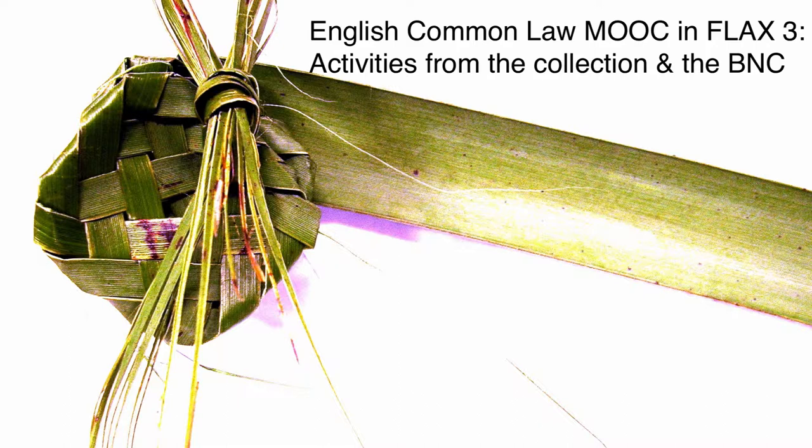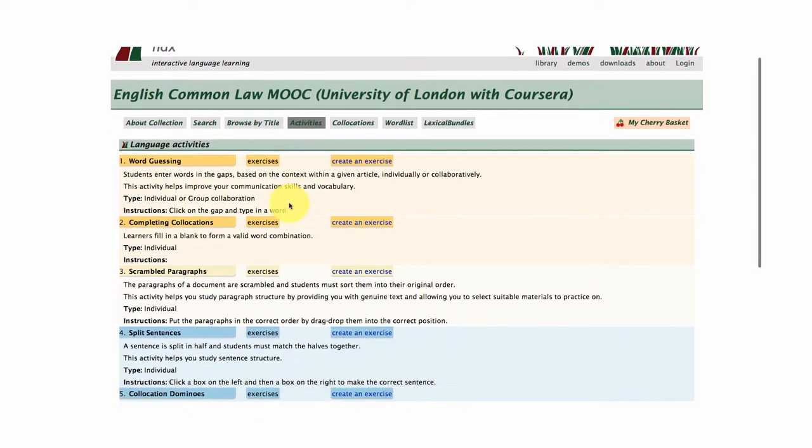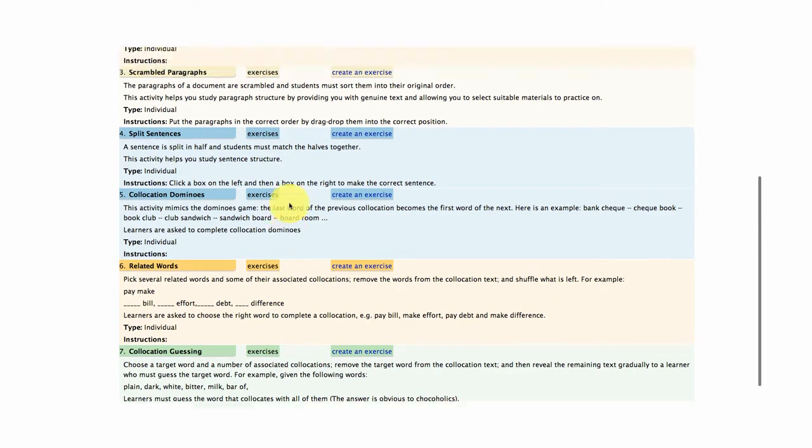So we'll be looking at interaction that we've built around the English Common Law lectures themselves, and we'll be looking at the British National Corpus of English, which is a 100 million word corpus of British English, and I'm going to pull out some legal terms for you to demonstrate this. So I want to show you a few of these activities. There are seven in total.